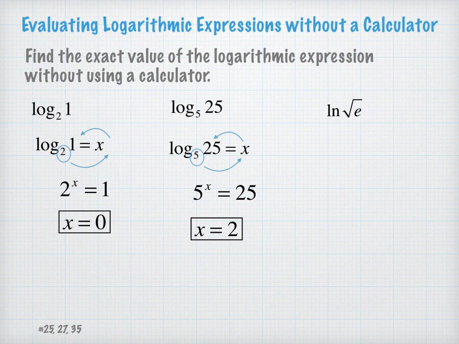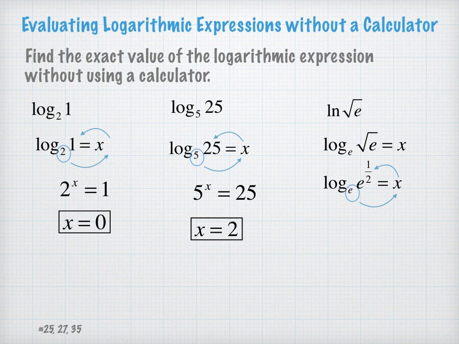The last example is a little bit more complicated. When we see ln, natural log, we want to write it as log to the base e of the square root of e equals x. Now, the square root is the same thing as raising to the 1/2 power, so we want to write the logarithmic equation this way. Now we can notice the structure and apply it and write the following exponential equation: e to the x equals e to the 1/2. Therefore, since the bases are equal, the exponents have to be equal. x equals 1/2.